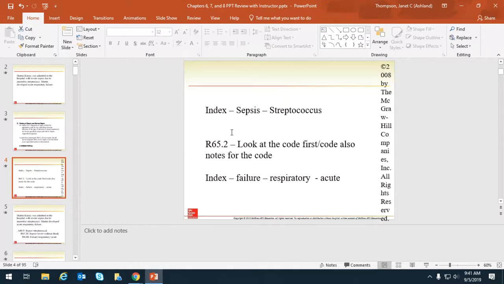And the code also notes, use additional code to identify specific acute organ dysfunction, such as acute kidney failure, acute respiratory failure, critical illness myopathy, et cetera, et cetera. So we did have respiratory failure, and it gives us J96.0. So even if we're not familiar with the guidelines, the book is still going to guide us to correctly code.